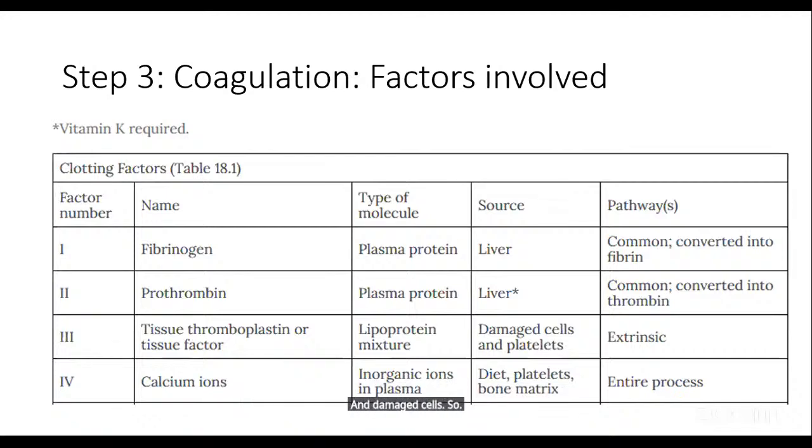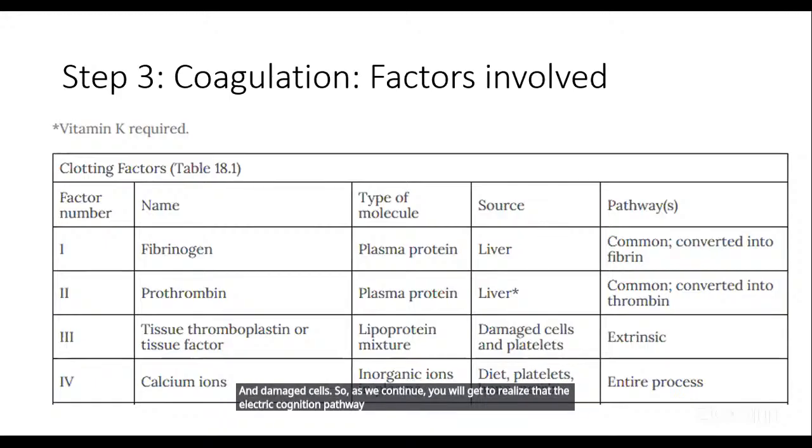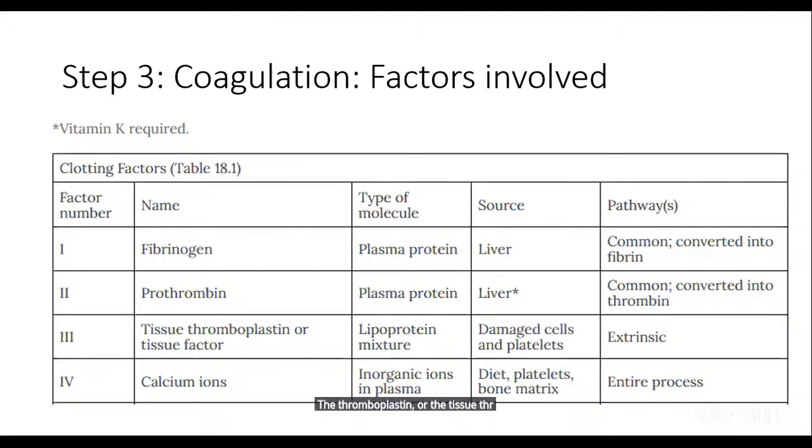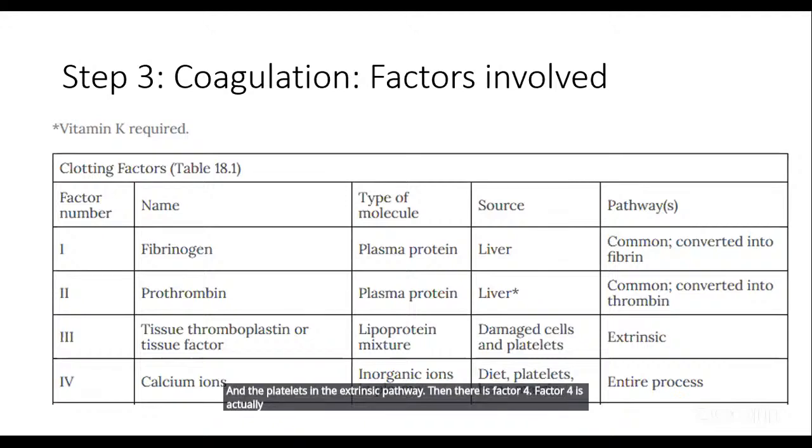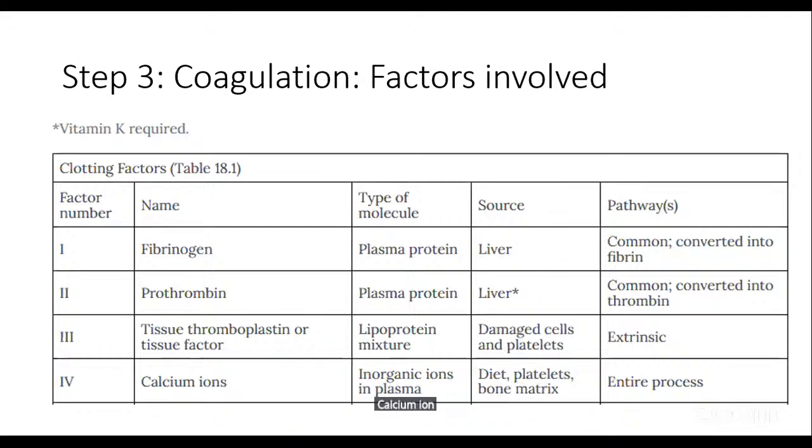So as we continue, you will get to realize that the extrinsic coagulation pathway is actually activated by the tissue factor, the thromboplastin or the tissue thromboplastin or tissue factor or factor 3. And you can see the source. The source is damaged cells and platelets in the extrinsic pathway. Then there is factor 4. Factor 4 is actually the calcium ion. Calcium ion we get from diet. We also get calcium ion from platelets, and we also get calcium ion from bone matrix. And it's required for the entire process of coagulation pathway.